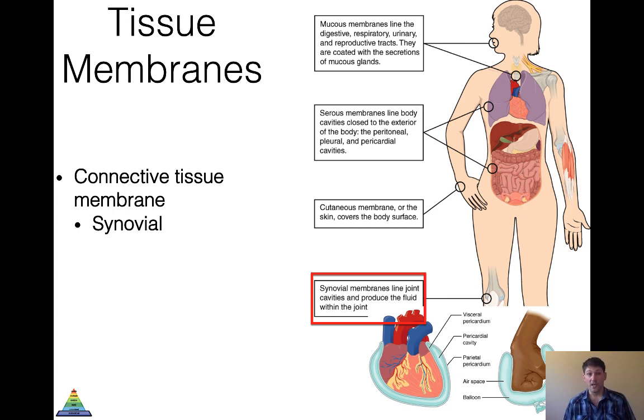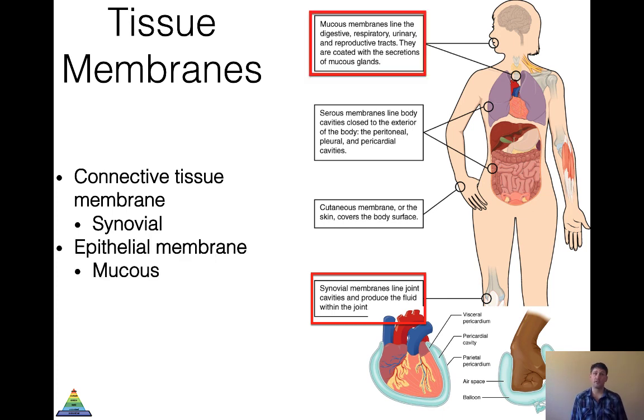Okay. We have these membranes that surround different cavities or regions. Our first type are connective tissue membranes. They're made of connective tissue, and inside they have what's called synovial fluid. You're going to learn about this in your articulations labs with looking at joints. So we have synovial membranes. They line a joint cavity, and they actually produce the viscous fluid that surrounds the bones. As you move your elbows, your fingers, your knees, there's a little bit of lubrication around the articulations, or the connections between those bones. So we need to contain that, okay?